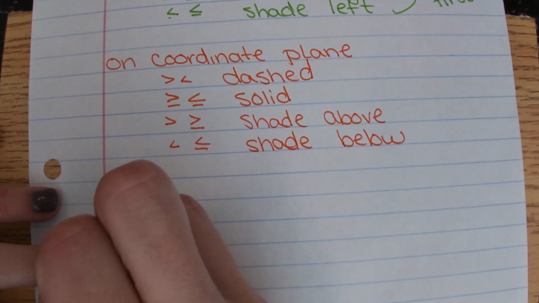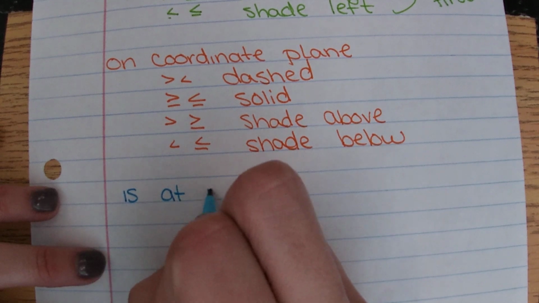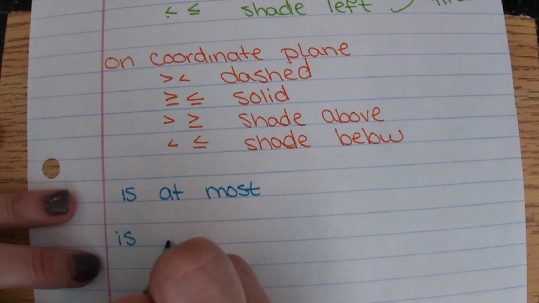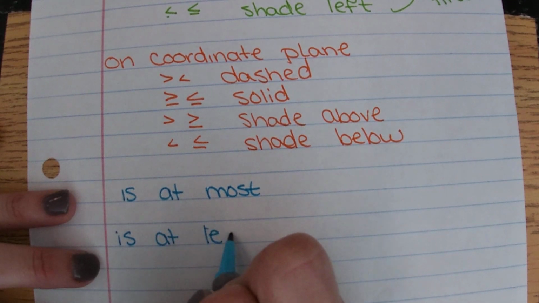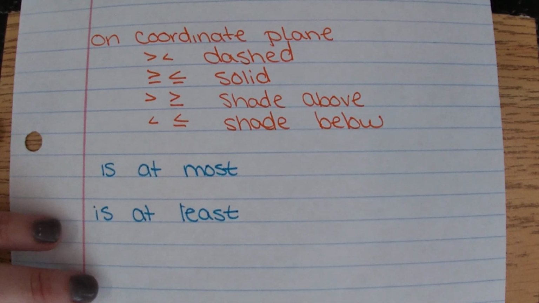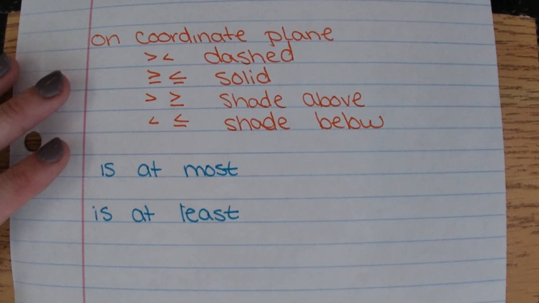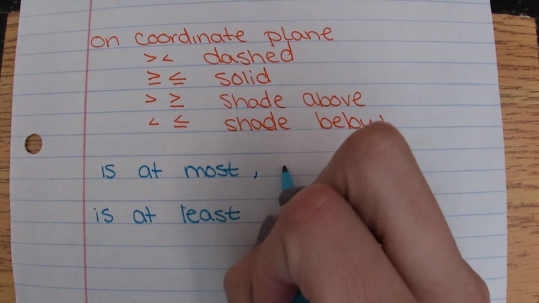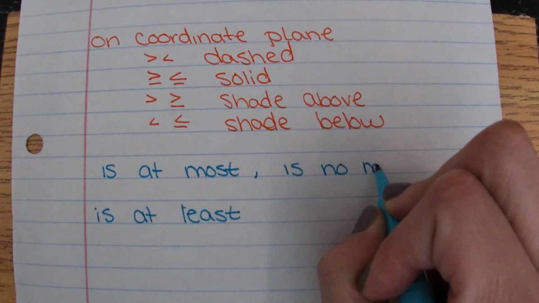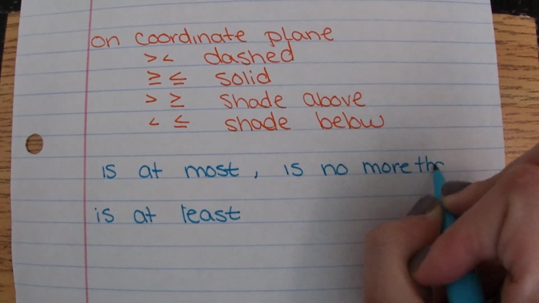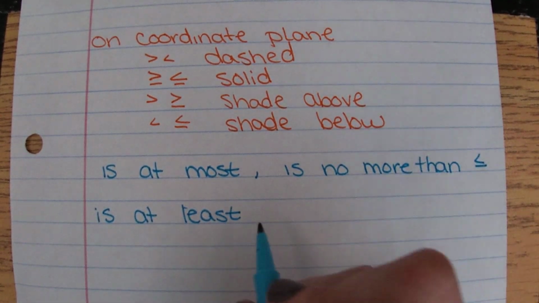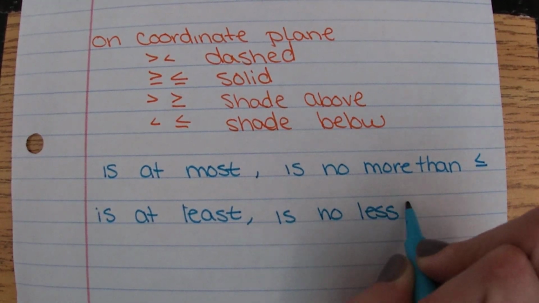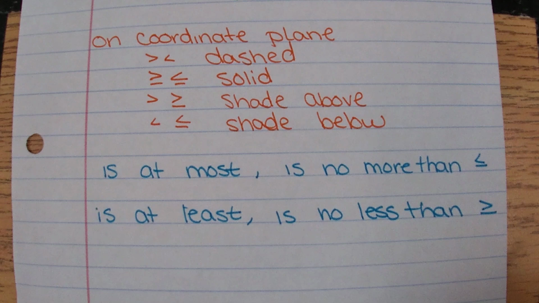So if we have something like is at most versus is at least, is at most, remember it's kind of backwards. Is at most is less than or equal to. Our other one that's kind of common in here is no more than. Those are our less than or equal to's. Our is at least or is no less than, that's a greater than or equal to.